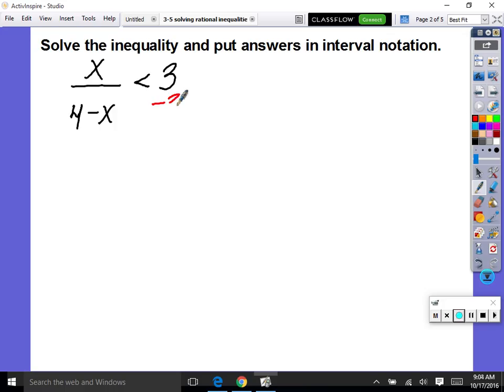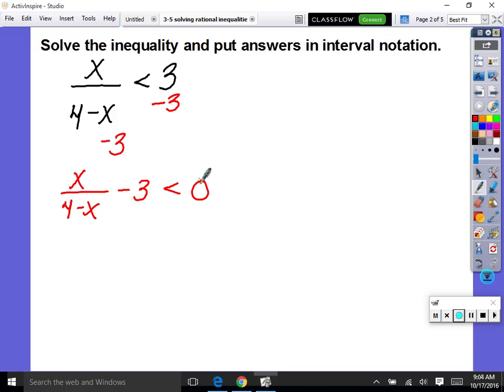So we subtract 3. Remember, you can add negatives and subtract negatives with inequalities and not change the sign. The only time you have to change the sign is if you multiply by a negative or divide by a negative. So we're good. So we have x over 4 minus x, and minus 3 is less than 0. Does everybody see how I just rewrote it? Because it's easier to see when it's below 0.